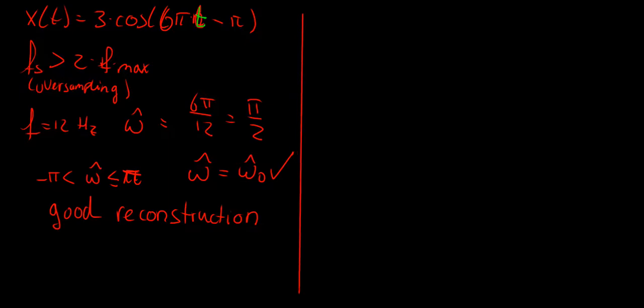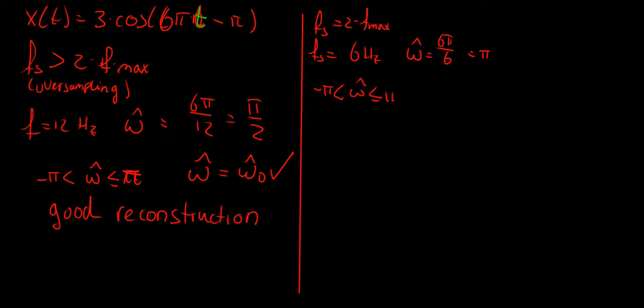Now, if our sampling frequency is exactly 2 times the maximum, we will get some complications. Our sampling frequency is, for example, 6 Hertz. Then our omega hat will be equal to 6 pi divided by 6, which is pi. Our omega hat is exactly on the boundary of pi. And that is a problem.